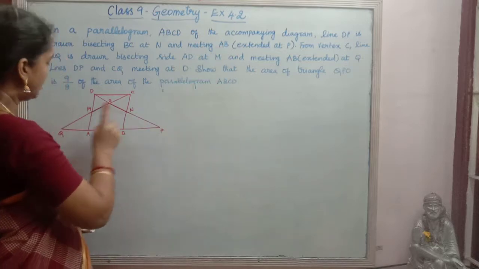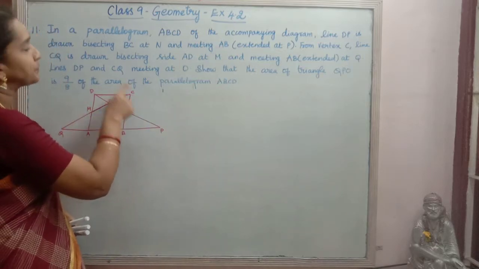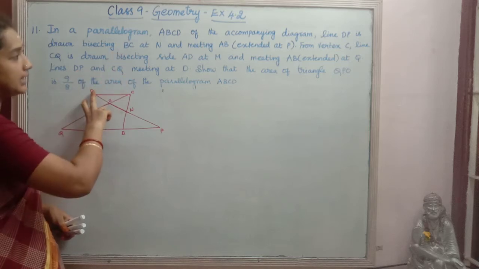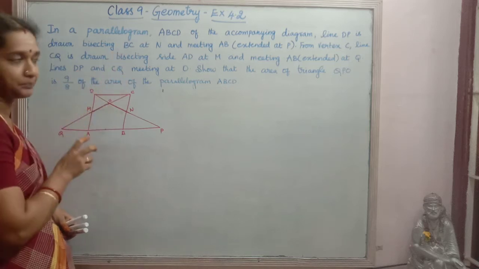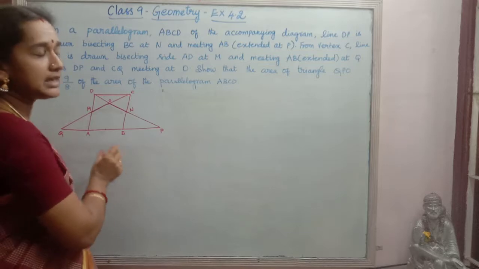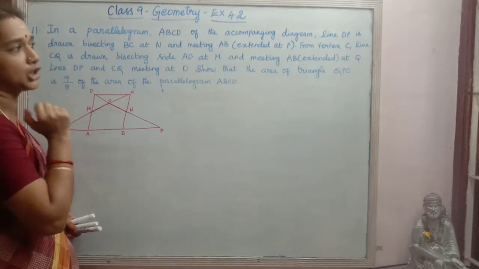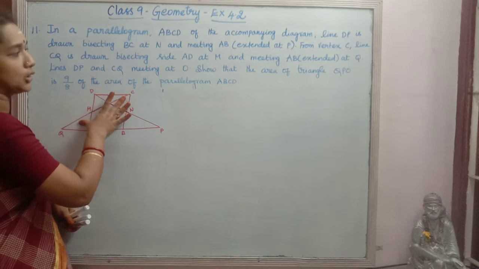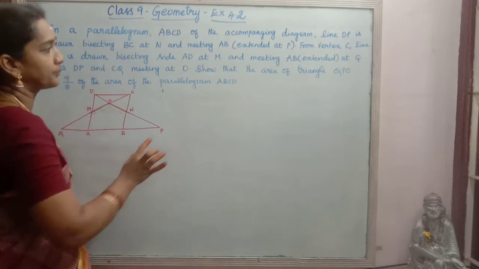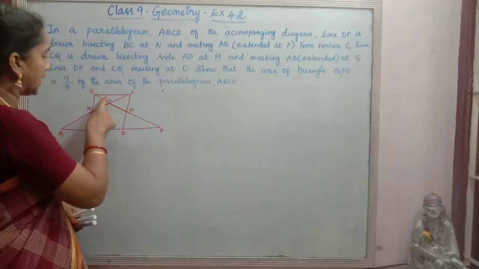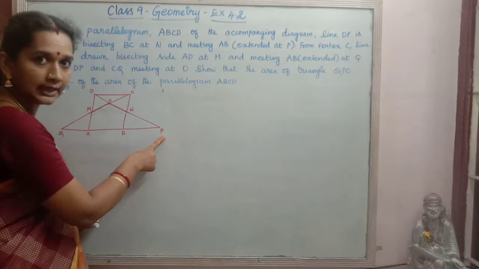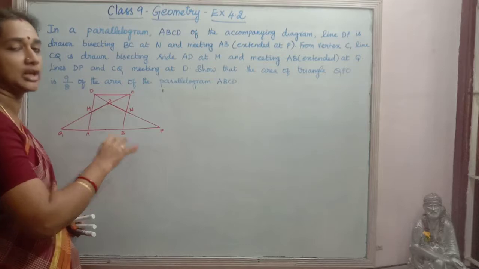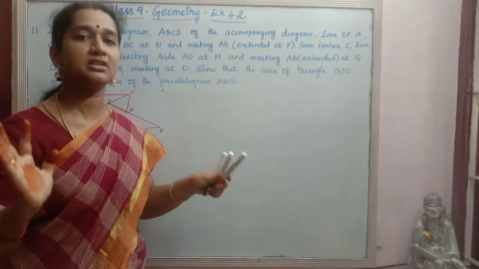Then from vertex C, line CQ is drawn bisecting AD at M and meeting AB extended at Q. Lines DP and CQ are meeting at O. Show that the area of triangle OQP is 9 by 8 of the area of the parallelogram ABCD. This is the question given.